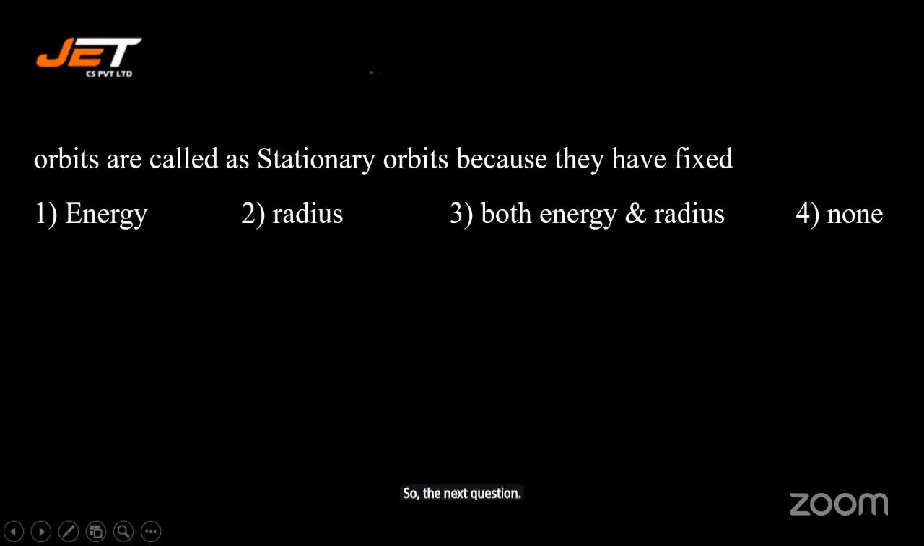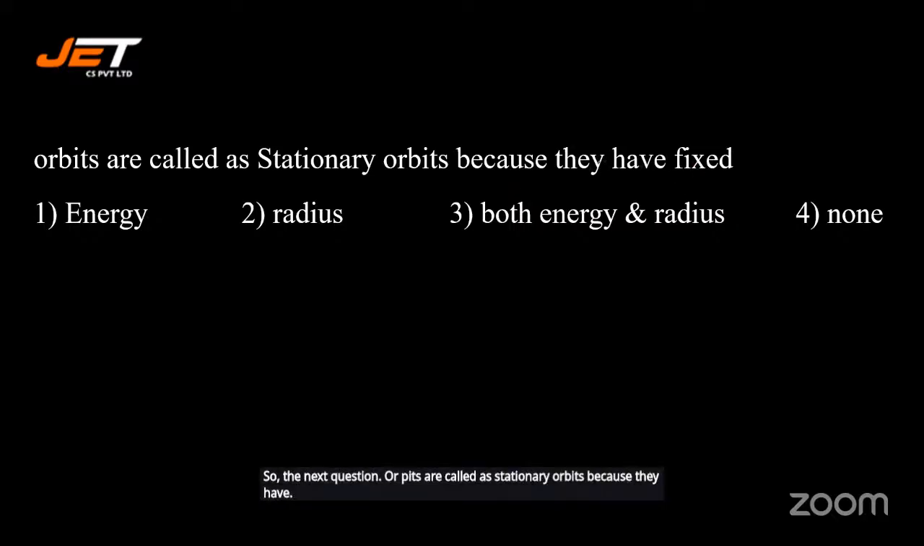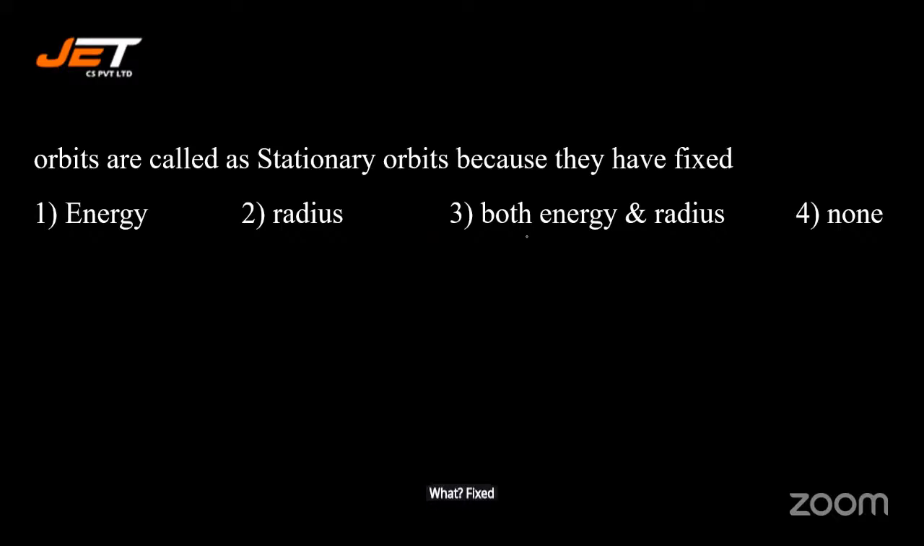Orbits are called as stationary orbits because they have what? Fixed energy, radius, both energy and radius, or none. Let us see who will answer this question correctly. Yes, Meenakshi has mentioned option 2. Vaishnavi is telling it's option 1. Radius, Srutasya is telling it is radius. Let us see what is the right answer.